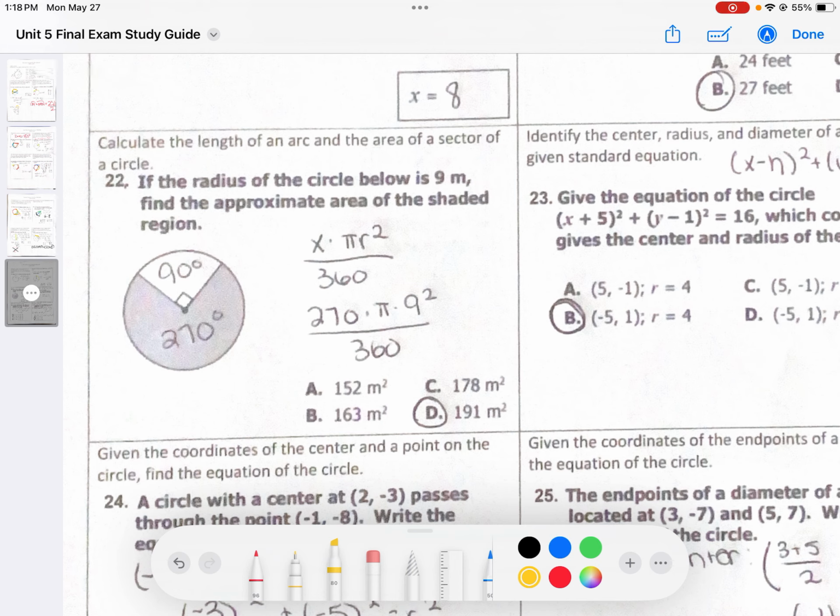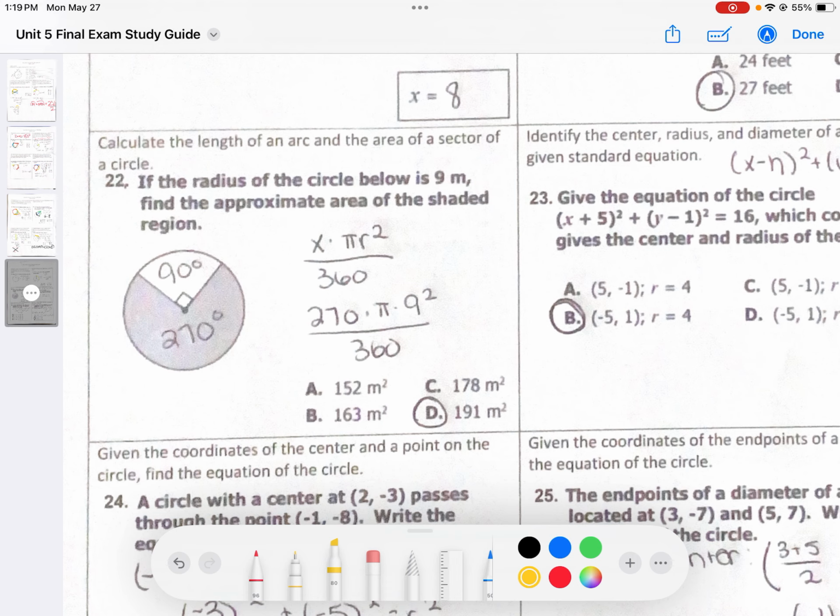If the radius of the circle below is 9, find the approximate area of the shaded region. So you want to find the area of this sector, part of the circle, not the entire circle. The unshaded part is a 90-degree angle. And how do I know it's a 90-degree angle? Because that box represents 90 degrees. And a full circle is 360. So 360 minus 90 is 270. That's my x, the degree of my central angle. The degree of my arc is 270.